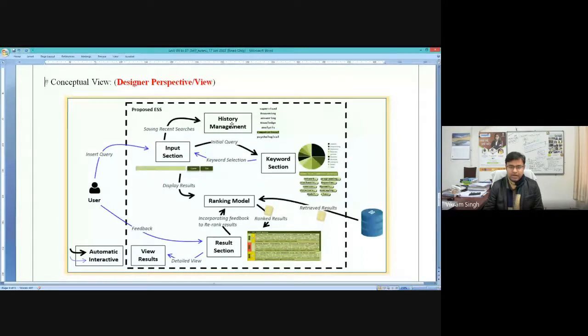Be it the input section, history management, keyword section, ranking model, result section, view results, or sometimes what is called automatic interaction, right? If you carefully go through this figure, you can see it starts with the user. The user is submitting some query into the input section. There you can provide a simple query box.